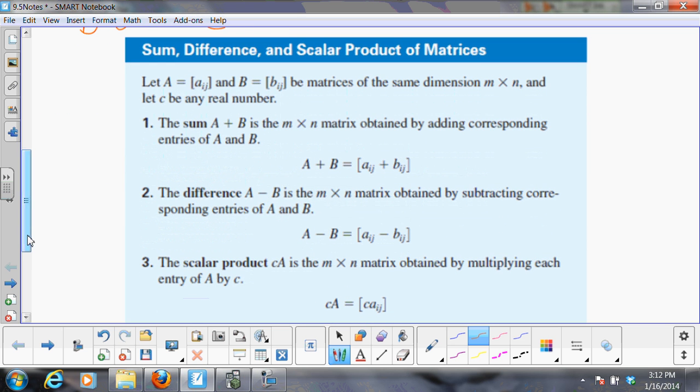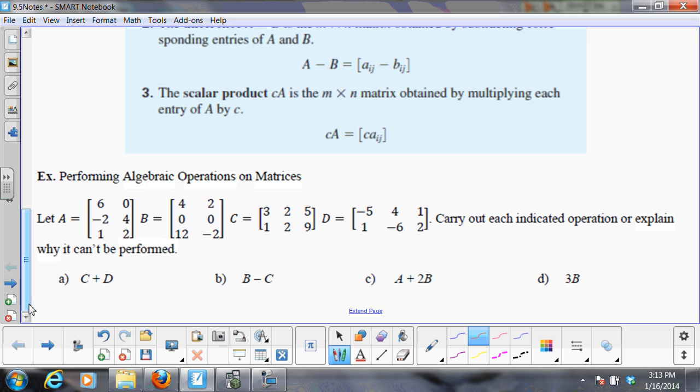You can add and subtract matrices. They have to be the same order, so you have to have the same amount of rows and columns. Otherwise, you can't add or subtract them. But you can multiply by a scalar. It's like distributing. That's what that is.